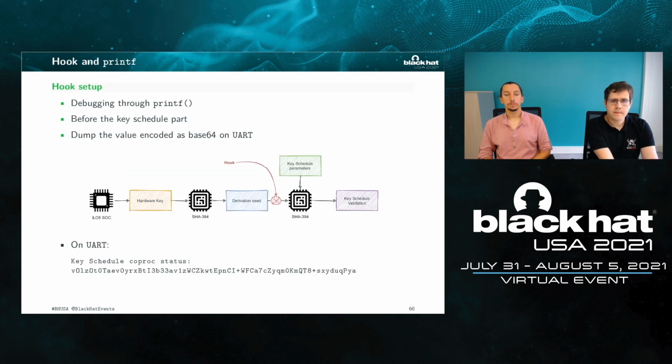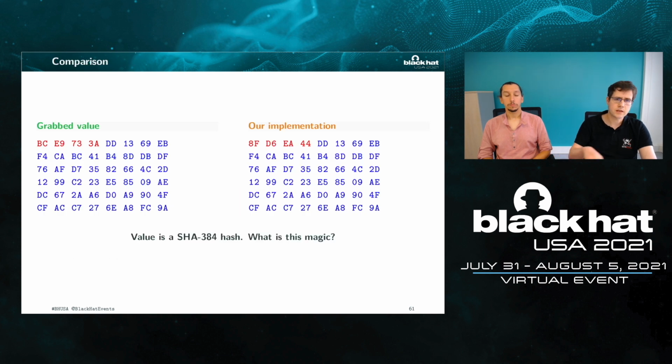About the hook, we in fact just put a simple printf in the middle of the derivation scheme. Our hook was placed just after the derivation seed was computed and just before the first stage of the key scheduling algorithm, and we dumped the derivation seed value, encoded in byte 64, on the UART. So when we booted the server, we got this string on the UART, and we were able to compare it to our implementation.